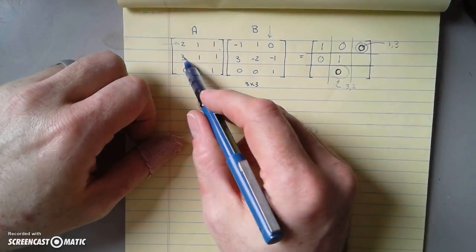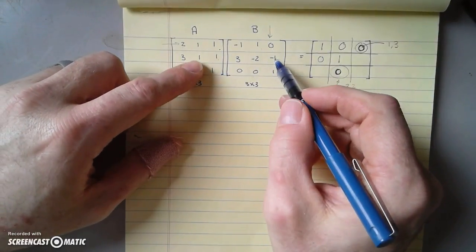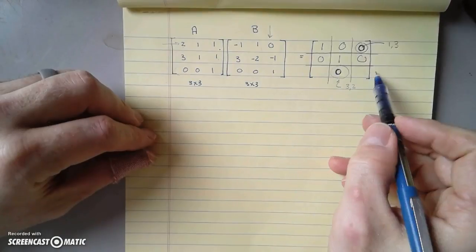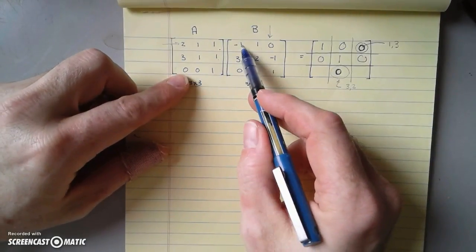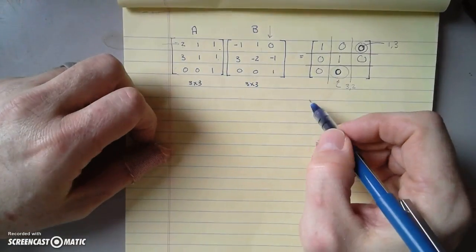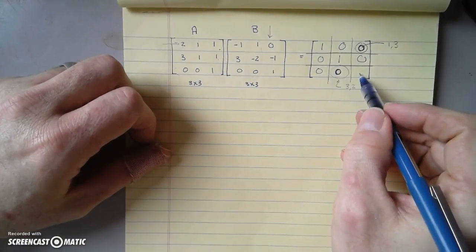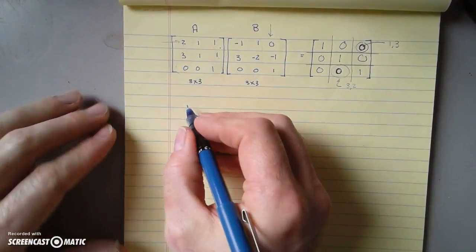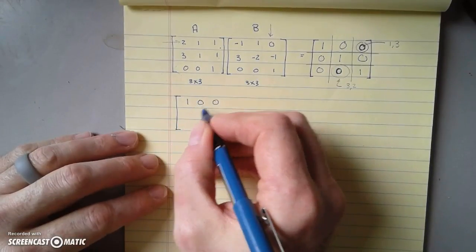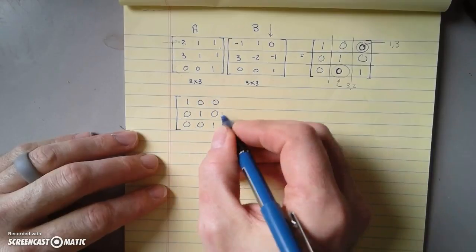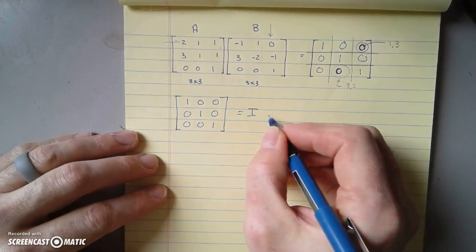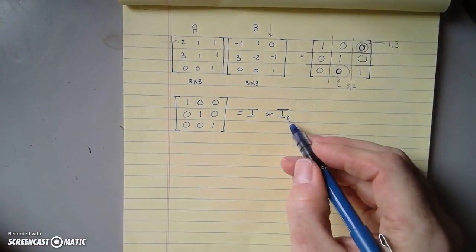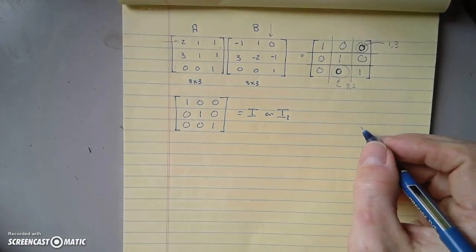Second row, second column, 3 minus 2 plus 0. Second row, third column, 0 plus minus 1 plus positive 1 is 0. Third row, first column, 0 plus 0 plus 0. Then third row, third column, 0 plus 0 plus 1. So this matrix, 1 0 0, 0 1 0, 0 0 1, is the identity, or say the identity sub 3.